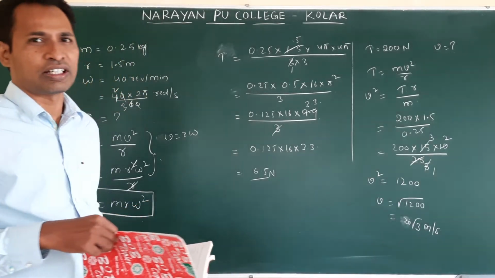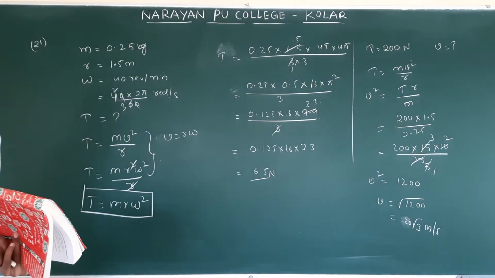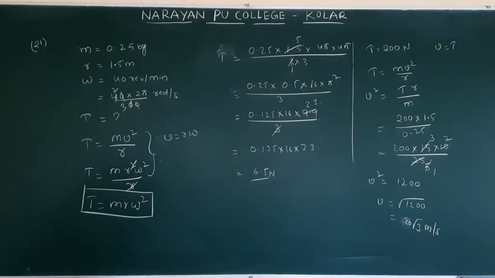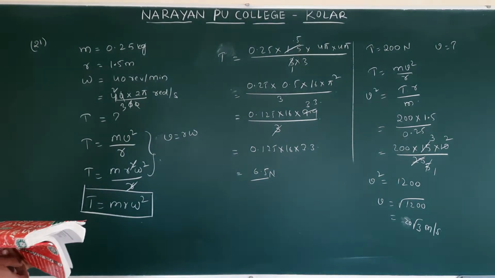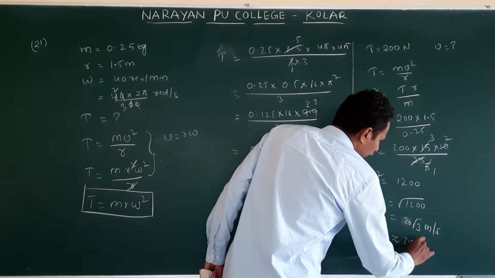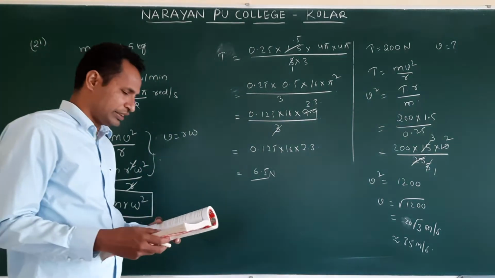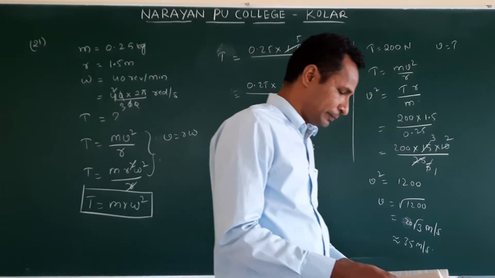It is around 35 meter per second. Means if you substitute the root 3 value, we will get that. Root 3, I am doing that. First I calculate root 3 into 20. 34, they rounded off 34.6, rounded off to 35 meter per second. It is nearly equal to 35 meter per second. Right? Now this is about question 21.